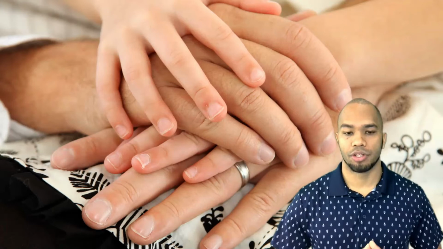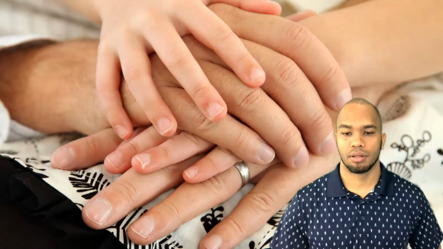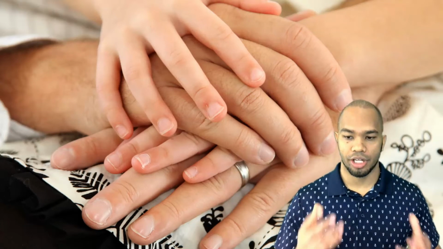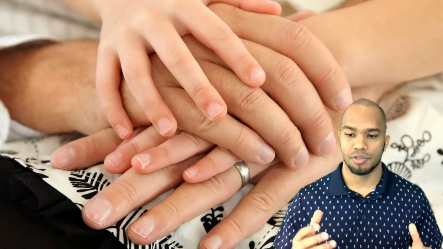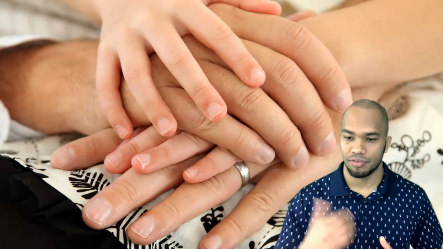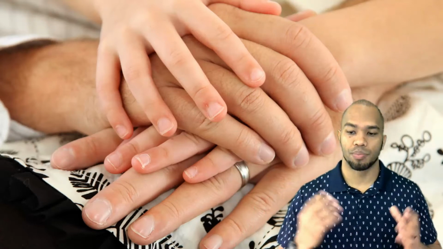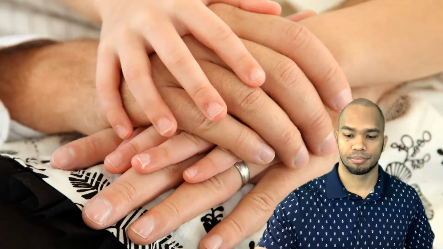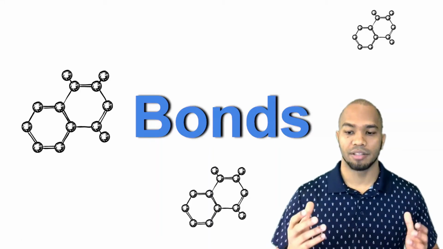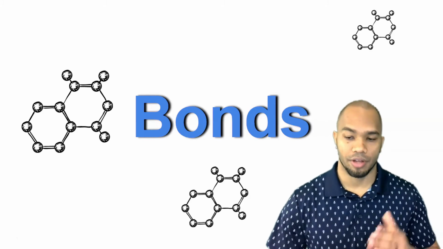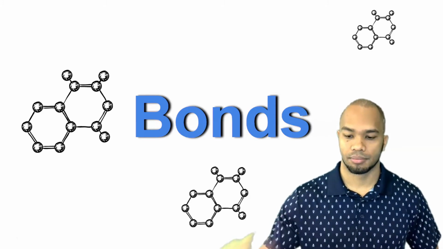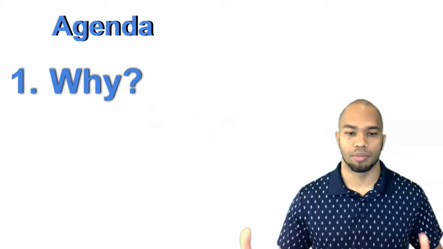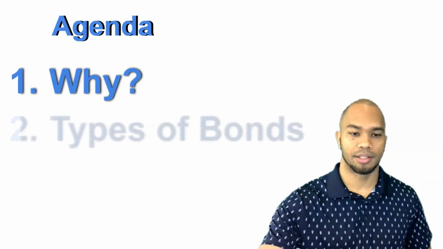Think about someone you have a strong bond with. In these relationships, you share, sometimes you give things, you receive things, and these bonds help us to feel safe and secure. Atoms also form bonds with other atoms. Today, we're going to learn about why atoms form bonds.